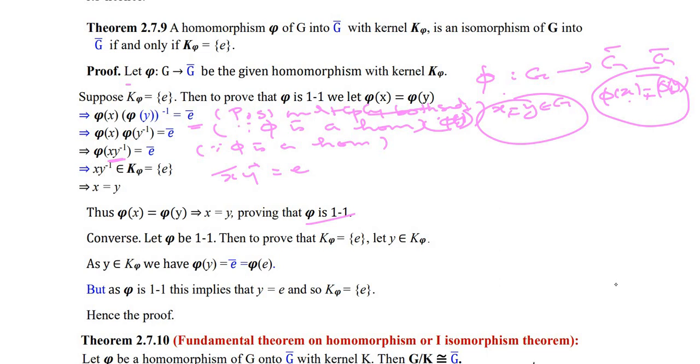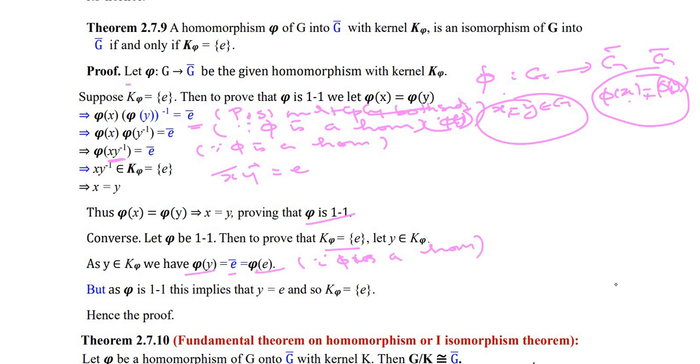Now for the converse part, we shall assume that phi is 1 to 1, then we'll prove that kernel phi is singleton E. So not to have just one element alone present in kernel phi, we'll have to consider y to be an arbitrary element in kernel phi. So as y belongs to kernel phi, we have phi of y equal to E bar, because kernel phi is all those elements which are taken to the identity element. But our phi is a homomorphism, and therefore I can rewrite this E bar as the image of E under phi. This is because phi is a homomorphism. And so phi of y equals phi of E.